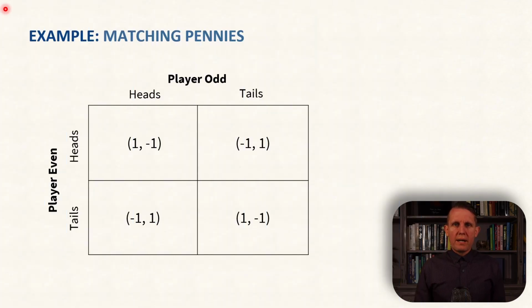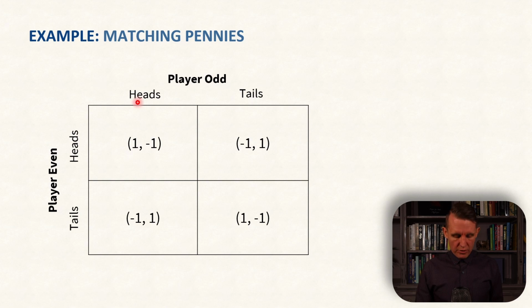Now let's have a look at a game that has a slightly different structure to the games we've seen so far. It's still a 2-player normal form game with 2 moves each, but you'll see in a minute why it's a bit unusual compared to what we've seen so far. The game is called Matching Pennies. In this game, there's 2 players, player even and player odd. They both have to choose heads or tails.